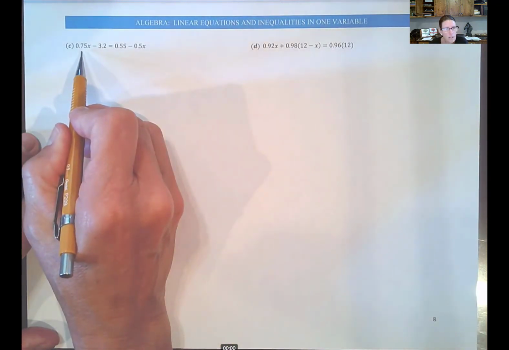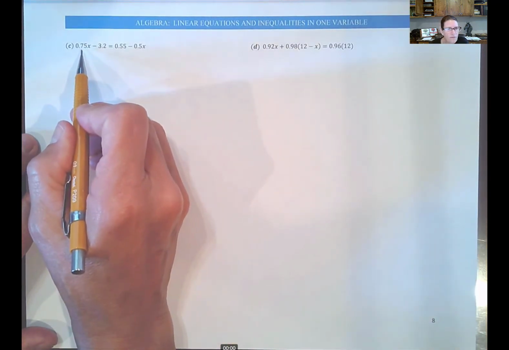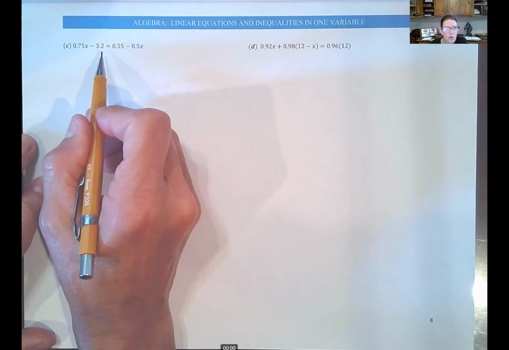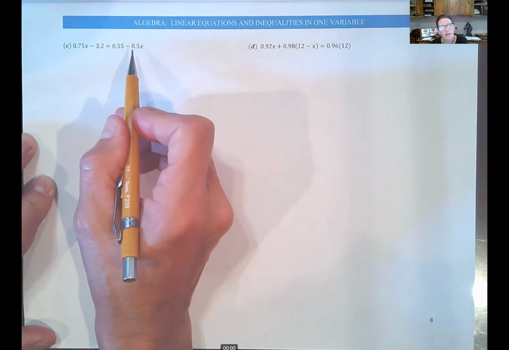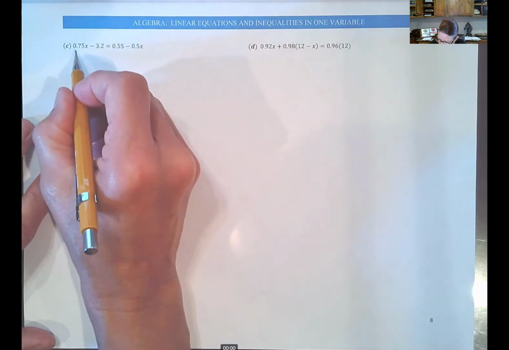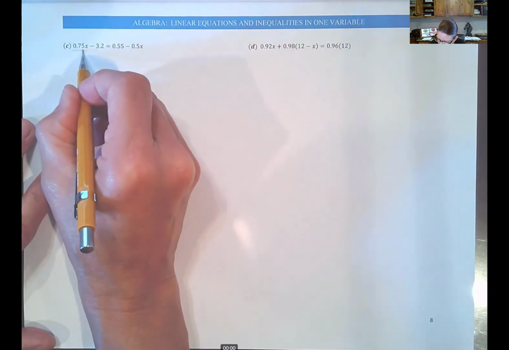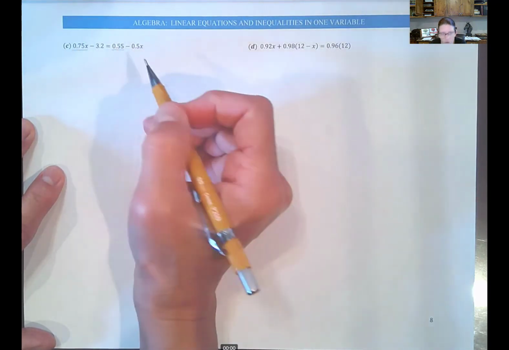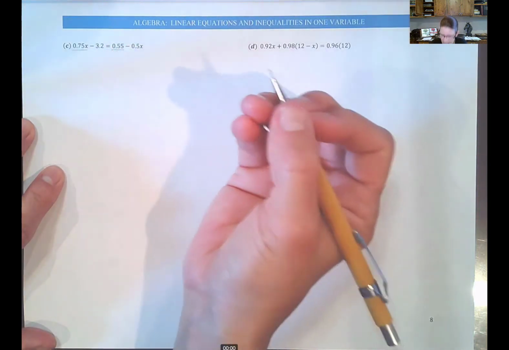For example, in part C, we've got 0.75x minus 3.2 is 0.55 minus 0.5x. Now I want you to notice that in our first terms on both sides, we've got 2 decimal places, don't we? So I'm going to choose to multiply each side by 100, thereby moving the decimal points 2 places.